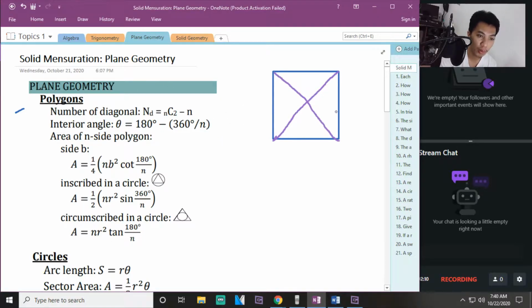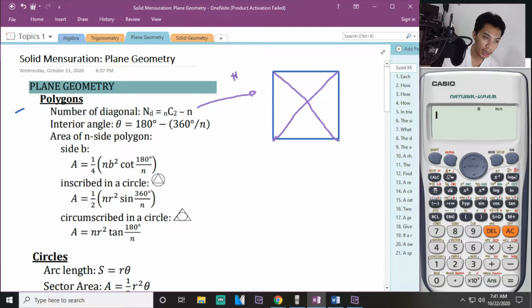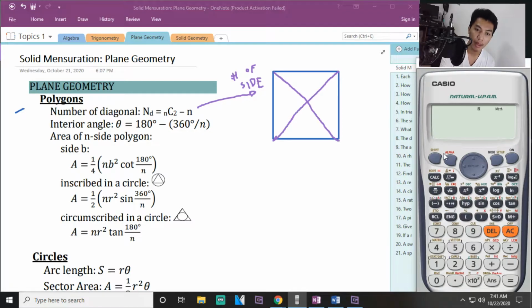Ngayon, in order for you to know the number of diagonals na meron ka dyan, you'll use this one. Ano ba yan? Yung formula na ND, the number of diagonals, NC2 minus N, where N is the number of sides ng iyong polygon. So, saan mo pipindutin yan dito sa calculator? Sir, ganito yan. So, you shift NCR. Okay? You put the value of N before C and then after C is 2. And then minus the number of sides.